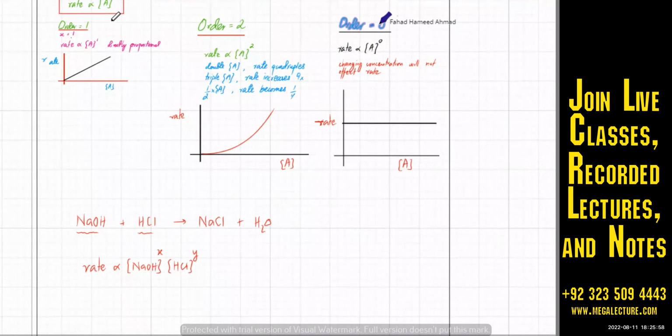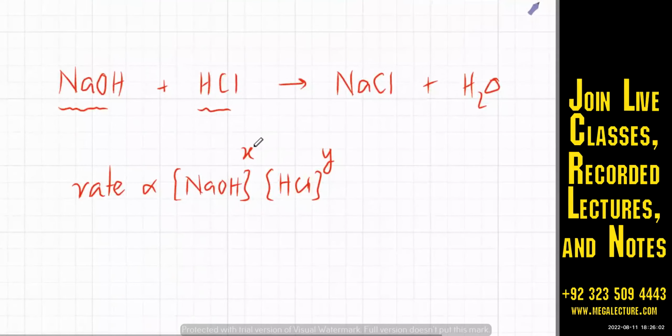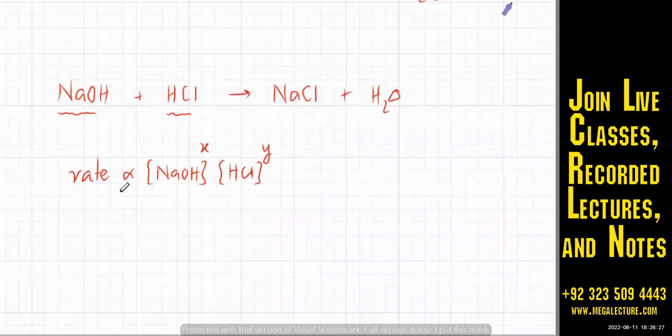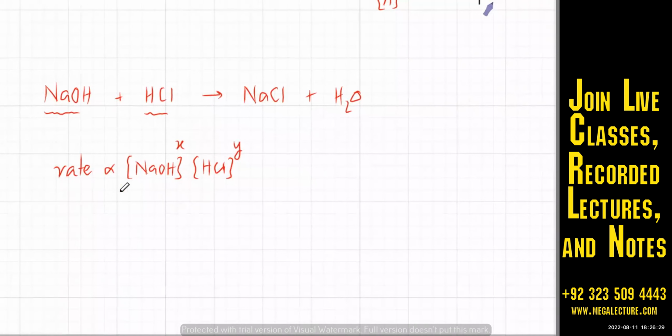What are the orders? If it's order 1, let's say X has a value of 1, that means if you double the concentration of NaOH, the speed of the reaction will double as well. It might be 0. If it's 0, then no matter what the concentration of NaOH is, there'll be no effect on the rate of the reaction. And then you've got order 2, which means that if you double the concentration of NaOH, the rate becomes 4 times. So you've got 3 orders now.